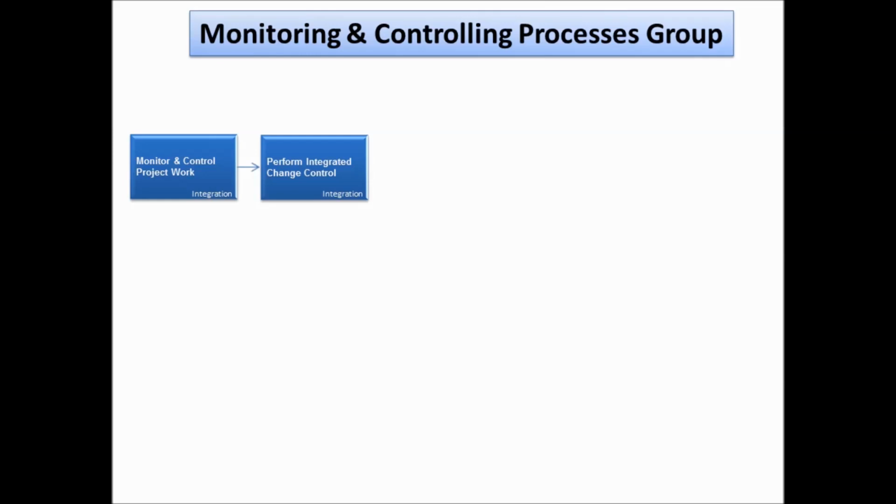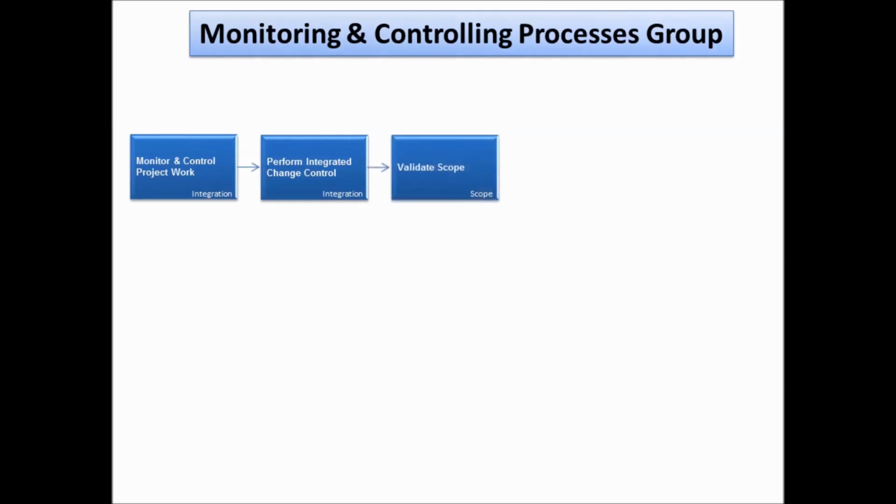What it means is, if there is a change to any of the constraints, like for example a change in scope, how will it affect my schedule, and subsequently how will it affect my cost? So all the changes are properly documented and integrated. The change control board will review all the change requests, and basically they make a decision if they have to be approved or rejected. And all these will be documented in something called a change log.